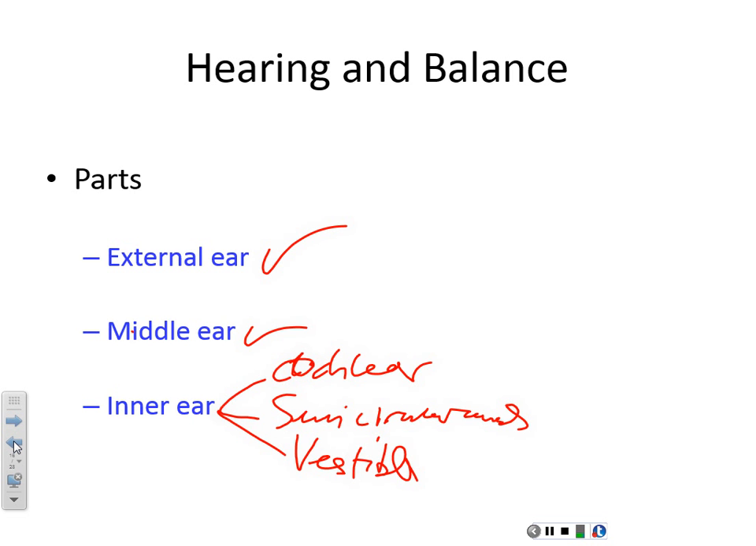Semicircular canals, those three on the XYZ plane. And what kind of function for that? It is balance. What kind of balance? It's the other one. So it's dynamic balance. And then vestibule, static balance. Okay? That's balance.